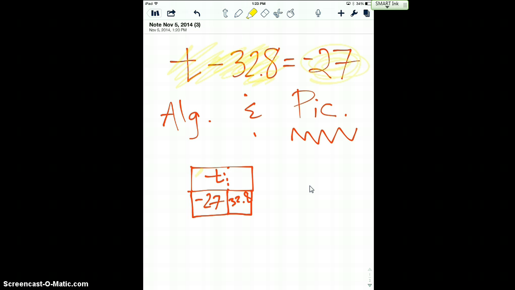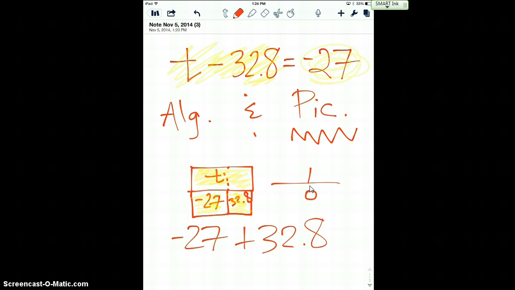To get what this whole chunk is worth, I take this chunk and add it to that chunk, because those two chunks together would be this big chunk. So I would take negative 27 and add 32.8. And that's where you're like, oh yes, I know what to do, and then, oh great, now I don't, because I have positives and negatives and a decimal. Oh my gosh, freaking out.